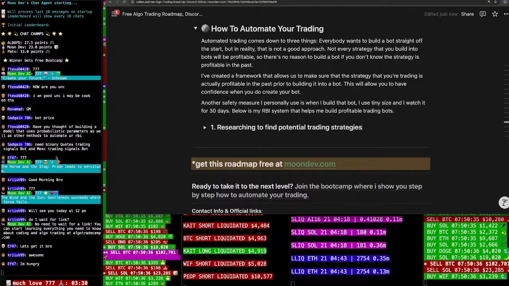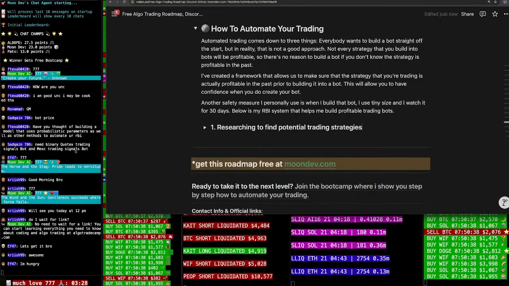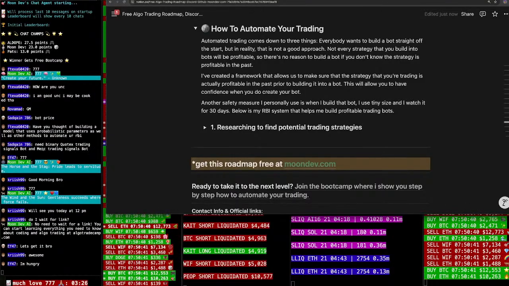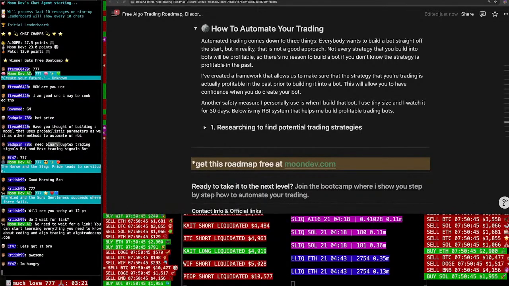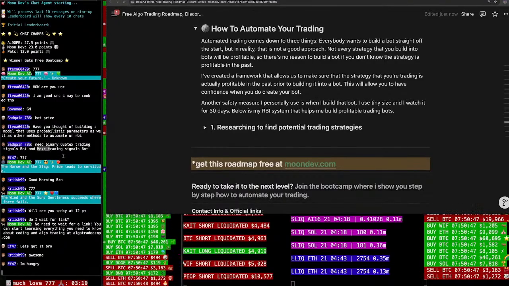Sidecoin says need binary quotex trading signals and Mexi. Oh man, you lost, dude. Get up out of there. No offense. Get up out of there. Binary anything? I'm out. Mexi, I'm out. 2 sentences I'm out on.